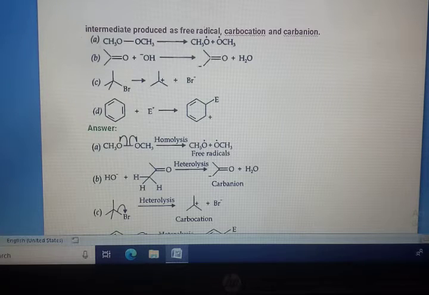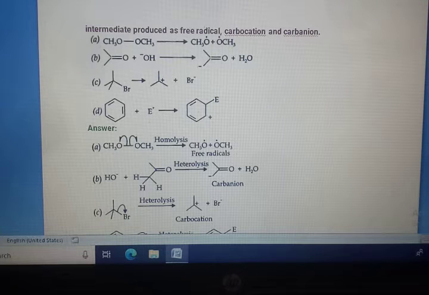In the first structure you can see CH3O, with oxygen on both sides. So it is homolytic, so one electron goes to each OCH3. As you can see in the answer, a half-fishhook arrow is given, homolysis is given, and both oxygen atoms will get one electron. CH3O, you can see CH3O and a dot is there. That dot means, because a single bond is formed by 2 electrons, 1 electron is shifted to each atom. So this is also called a free radical.